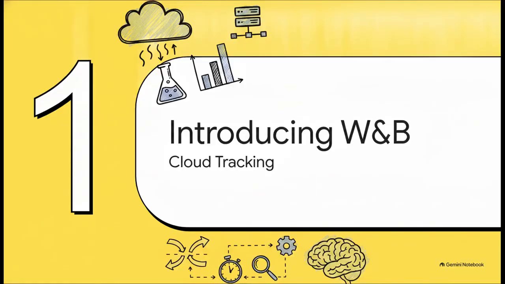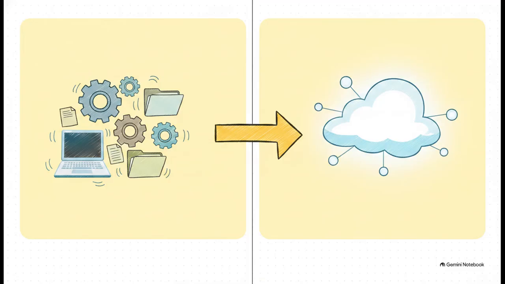Okay, Section 1. Introducing Weights and Biases, focusing on cloud-hosted experiment tracking. Let's frame this against what we already know. If you recall from our previous explainer, MLflow gives us comprehensive experiment tracking on a local level. Well, Weights and Biases provides those exact same core capabilities, but it introduces a massive shift in architecture. You see, it's been designed from day one to be this highly polished, cloud-hosted platform built explicitly for team scale.